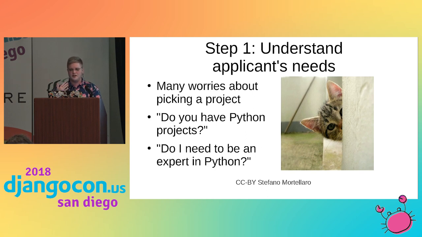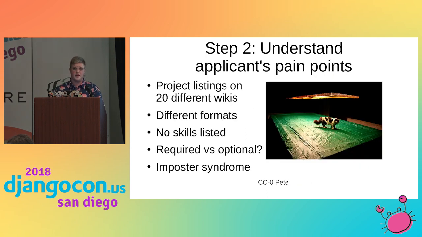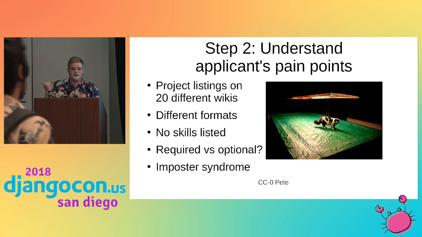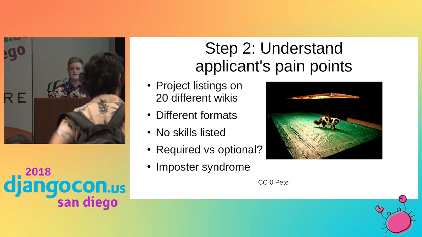And the other thing that we did was we looked at what sorts of experiences, what are their pain points when they're trying to pick a project? So one of the pain points was that before we had the new Outreachy Django website, the projects were actually spread across all the different community websites and wikis. So people would have to go through 20 different wikis to try to find the project listings. They were all in different formats.